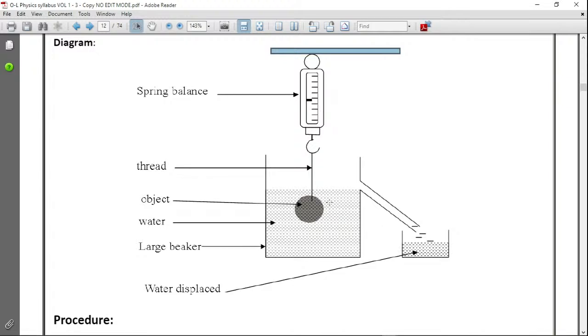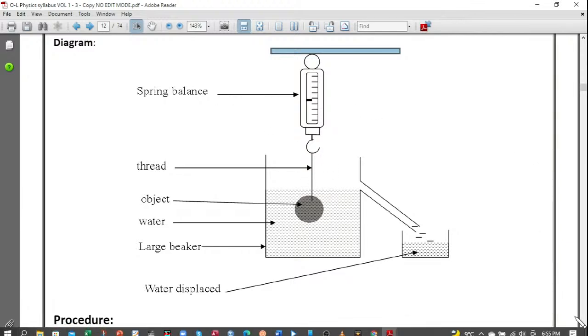You have an object. This object should not be one that dissolves in water. They mostly use water. Then you have a thread. This thread is attached to the object and then to the spring balance. The assumption in this experiment is that the weight and mass of this thread are negligible. That brings us now to the procedure.